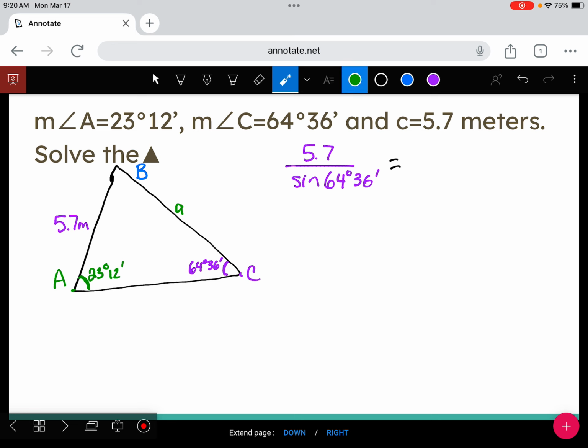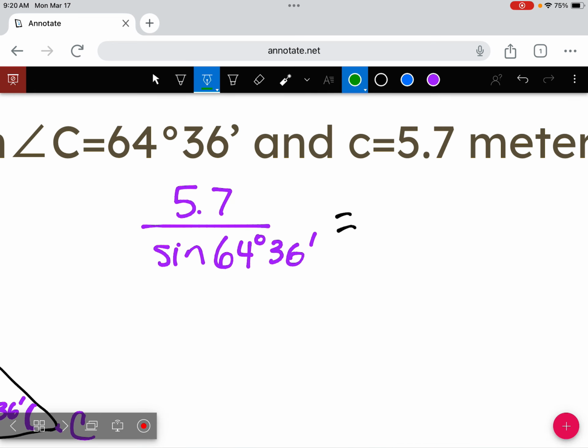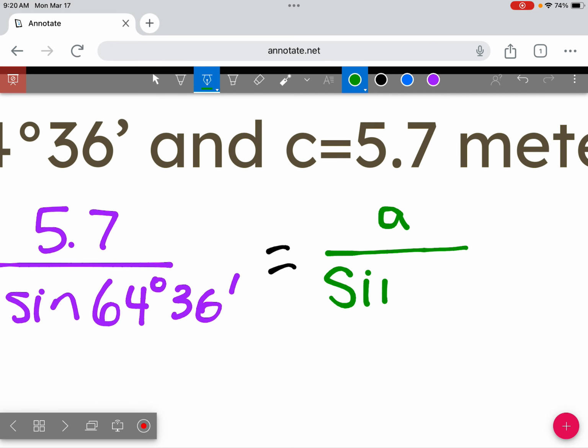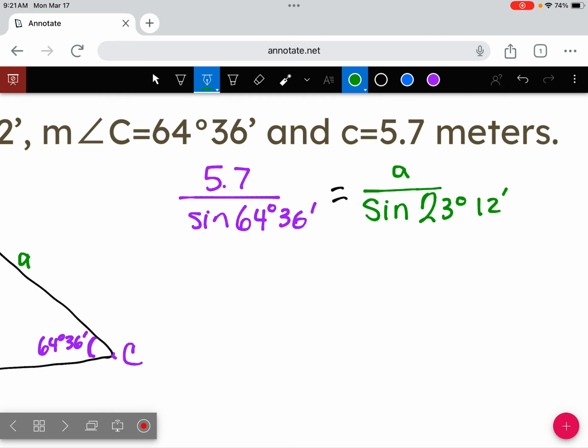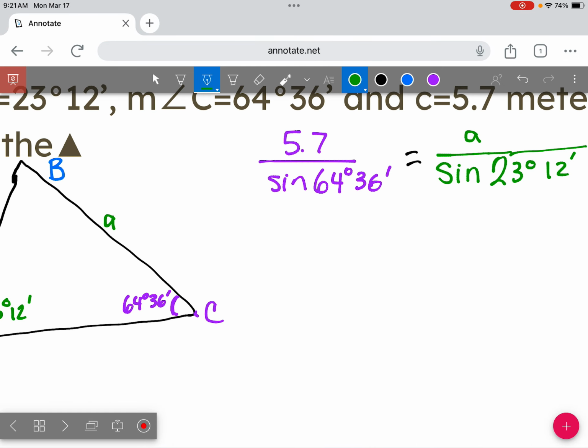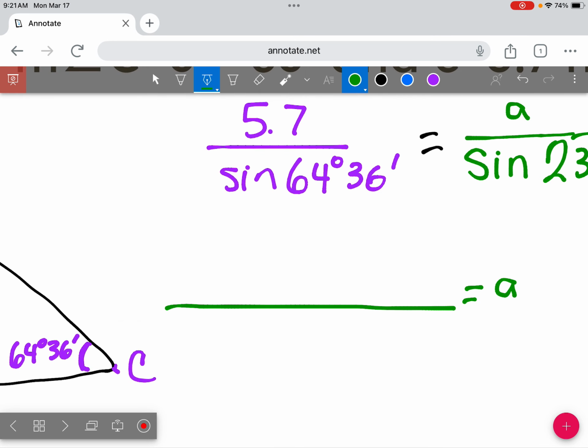So if we're looking for alpha here, we're going to set up our other fraction, or our side A, because we know alpha is our sine of 23 degrees, 12 minutes. So again, we can get our A by multiplying by that denominator, and this thing's going to look like a super hot mess here for a second, because we have our 5.7 times our sine of 23 degrees, 12 minutes.